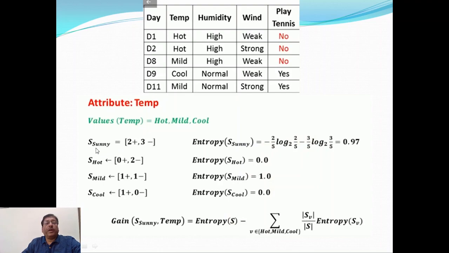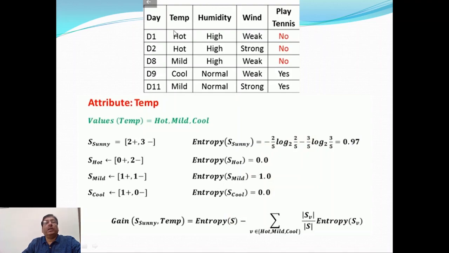You need to first find the entropy for sunny. You know the entropy for sunny, it is already calculated, it is 0.97. Now in this case, these are all the examples where sunny appears. In the earlier case we took 14 examples, now you are taking only 5 because in these 5 examples sunny appears. So you will calculate S of sunny, that is the entropy of sunny, which you have already done, which is 0.97.